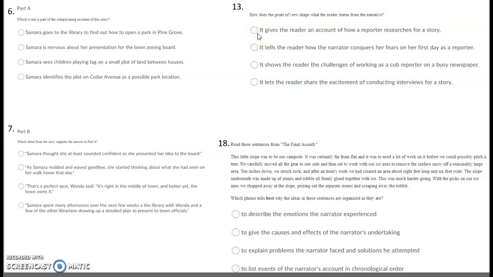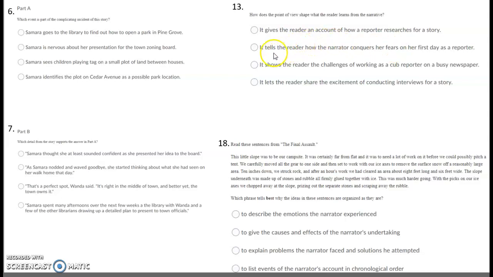It gives the reader an account of how a reporter researches for a story. So could we learn how a reporter researches for a story from first person, third person? Does it matter? Yeah, we could learn from all of those. So that's not it. It tells the reader how the narrator conquers her fears on her first day as a reporter. Okay, so are we learning more about the actual feelings of that narrator because it's written in first person point of view? Yes. Okay.